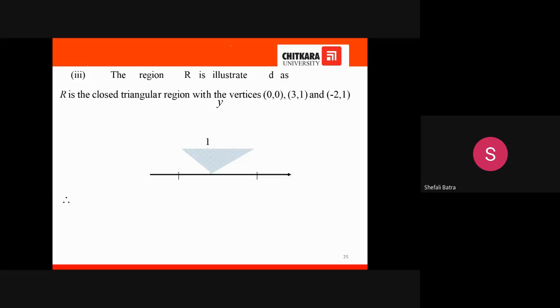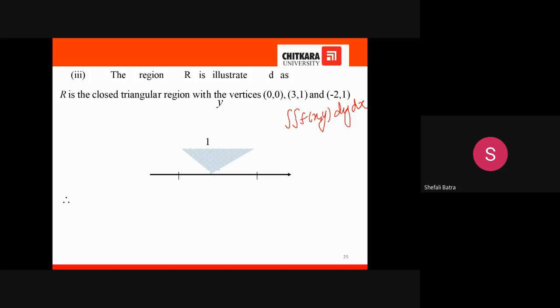Evaluate the integral. We will see what is the function. Double integration of f(x, y) dy dx over the region. The region is the closed triangular region with the vertices (0, 0), (3, 1), and (-2, 1).